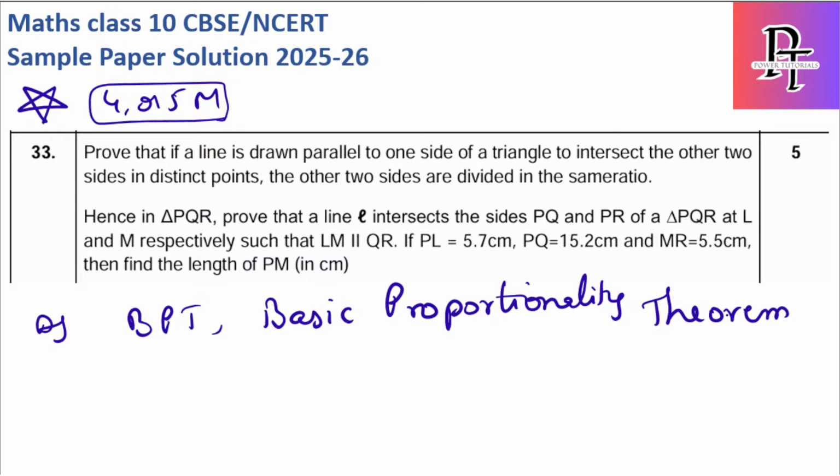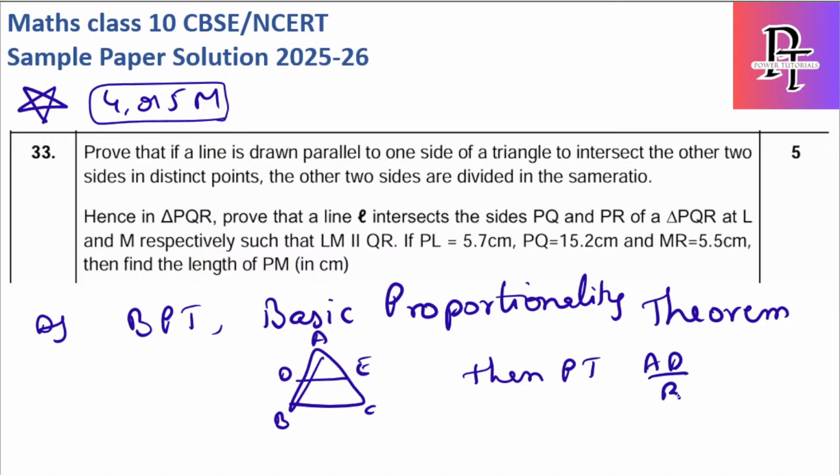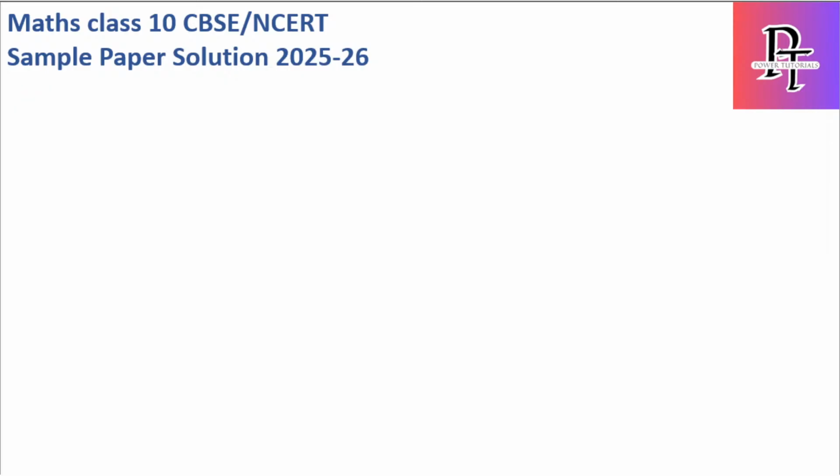or they'll simply say a statement like a line drawn parallel to one side of the triangle intersects the other two sides in distinct points, then those two sides are divided in the same ratio. Or they can also say that I have a triangle ABC and DE is parallel to BC, then prove that AD by BD is equal to AE by EC. They can ask you anyway, but the question is state and prove BPT. Okay, and then we also have some questions whose weightage will be only 1 mark, while this weightage will be 4 marks. Okay, so let's solve the question first.